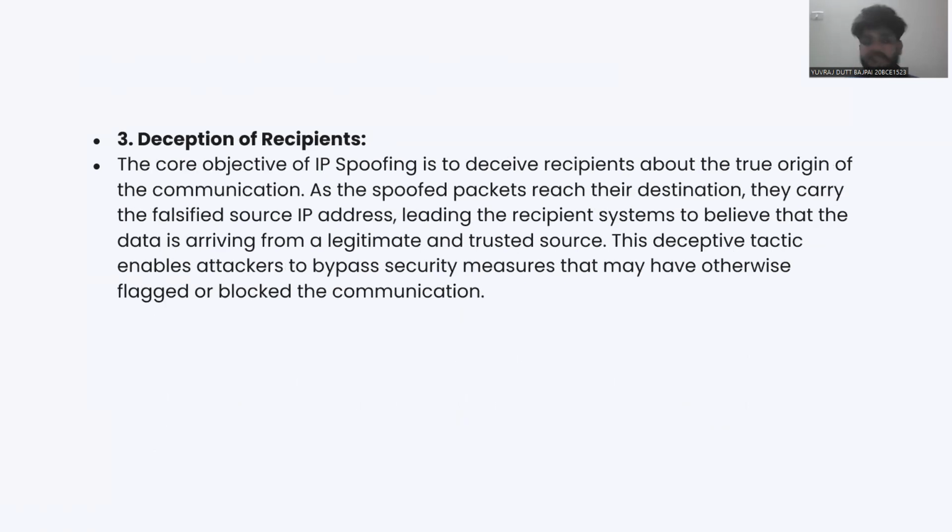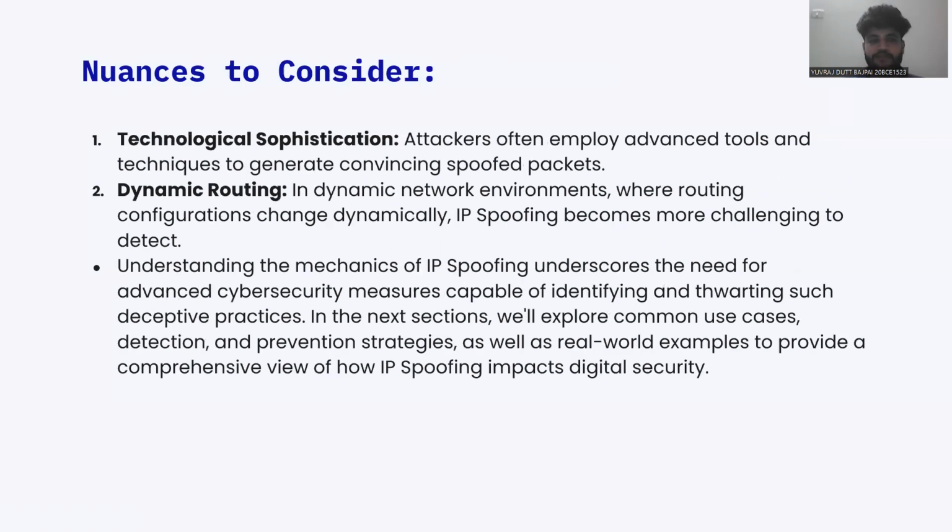The third point is the deception of recipients. The core objective of IP spoofing is to deceive recipients about the true origin of the communication. As the spoof packets reach their destination, they carry the falsified source IP address, leading the recipient system to believe that the data is arriving from a legitimate and trusted source. These deceptive tactics enable attackers to bypass security measures that might otherwise flag or block the communication.